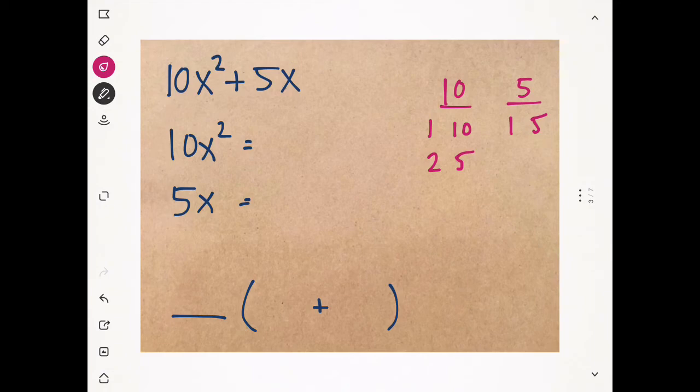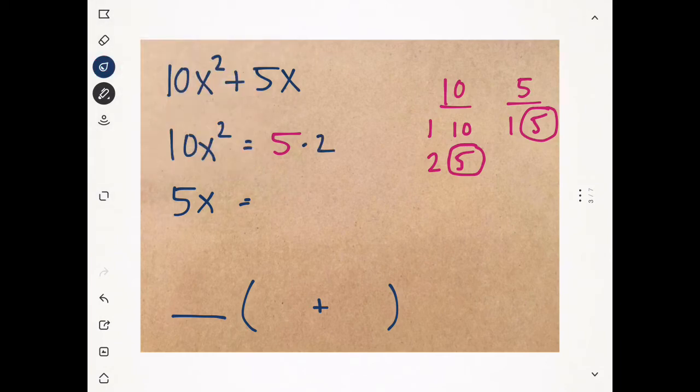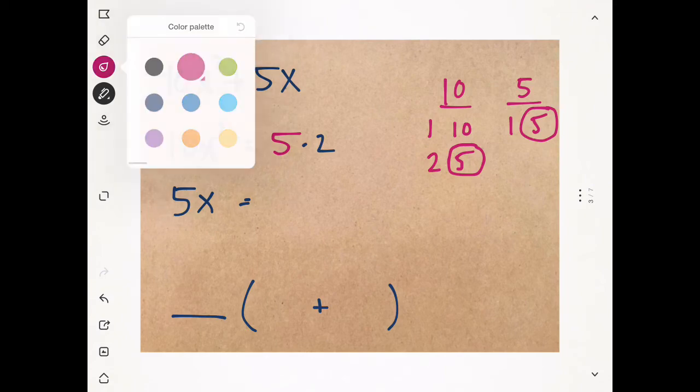Now, some of you may have noticed right away, before we even did this over here, that I know that 5 goes into both 10 and 5. So 5 is actually the greatest common factor. Okay, so we have 5. And then we have, well, what would that be? It would actually be 5 times 2, right? And then we have 5 times 1 down here.